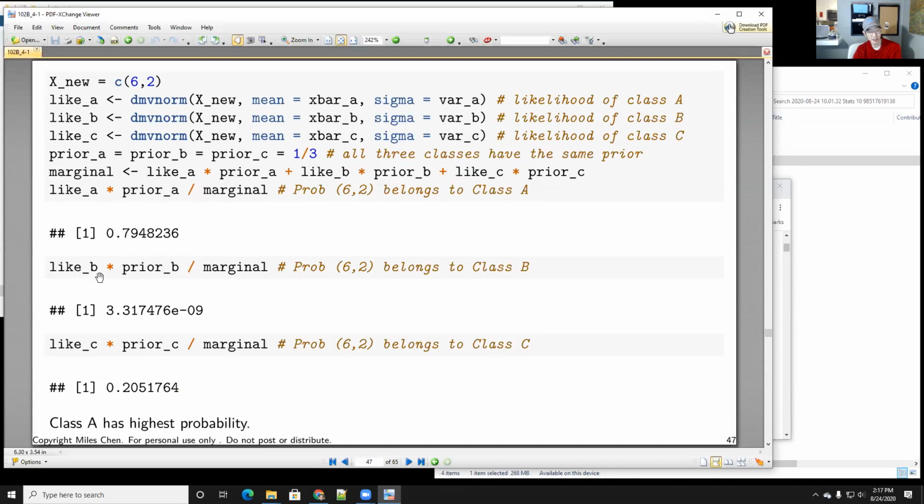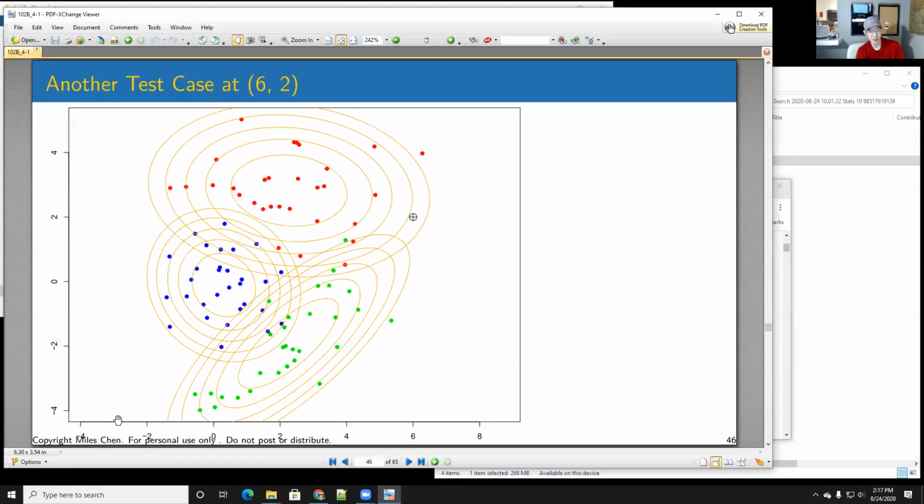79.5%. The posterior probability for B, likelihood times the prior divided by the marginal, ends up being 3 times 10 to the negative 9. So very, very, very low probability. And then the probability that it belongs to class C is right around 20%. Okay, so it's basically 80% A, 20% C, and pretty much 0 that it's B. Okay, so class A has the highest probability. Right? So that's what we have here.